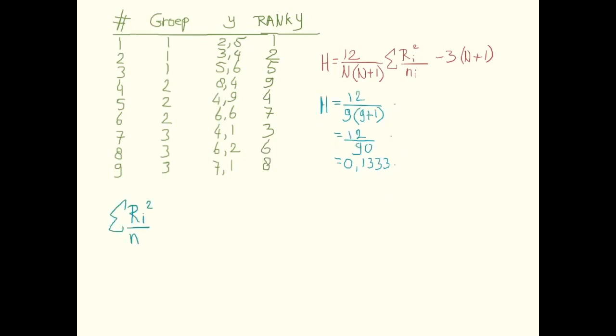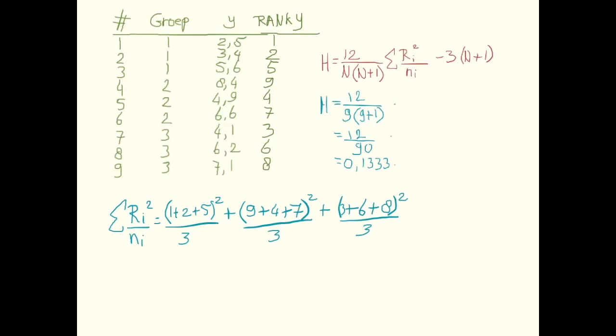And next we need the sum of ranks for each group. For group 1, this is equal to 1 plus 2 plus 5 is 8. Group 2, 9 plus 4 plus 7 is 20. And group 3, 3 plus 6 plus 8 is 17.